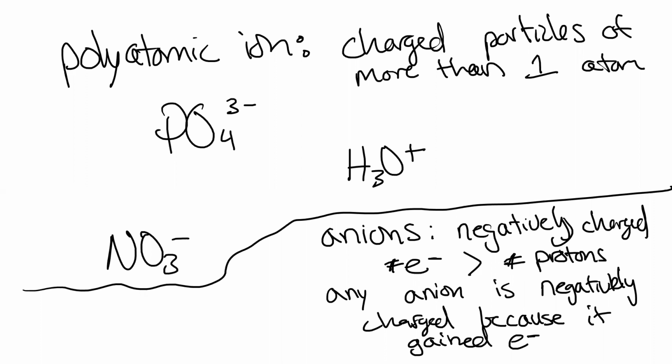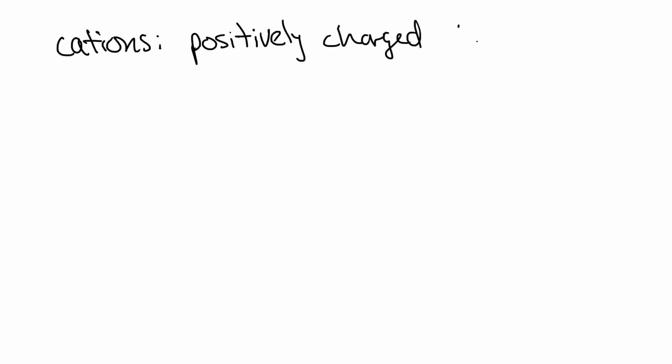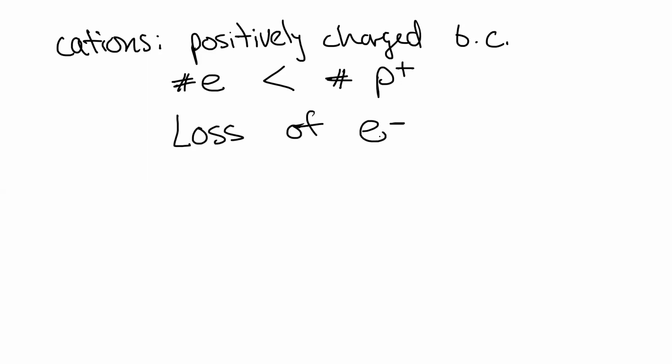Okay. Little crash course in ions and stuff like that. Cations. Positively charged because the number of electrons is less than the number of protons, and this is due to a loss of electrons. Okay? Any questions?